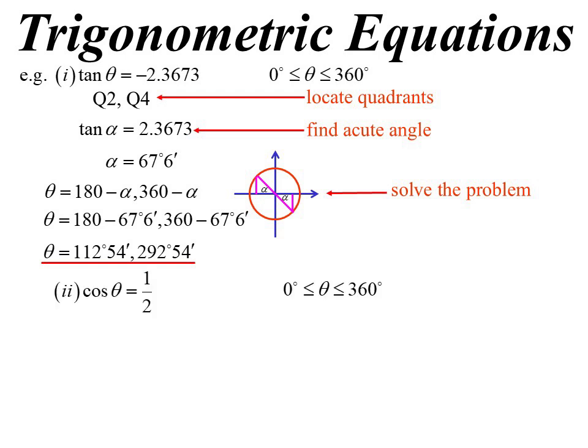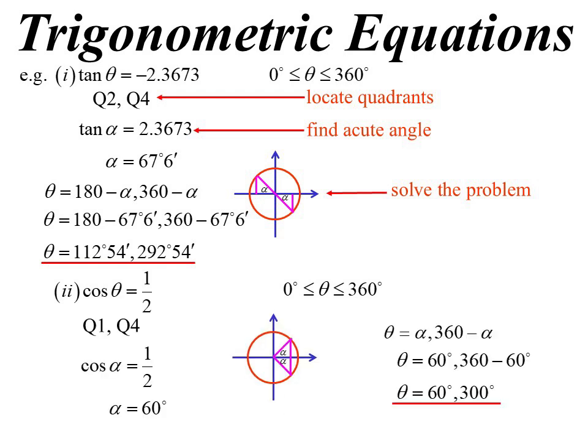Cos theta equals a half. Again, I'm going between 0 and 360. I'm in the first and the fourth quadrants. My acute angle would be 60 degrees. That's the first quadrant, and 360 minus alpha for the fourth quadrant. I get my two answers. So we've seen these sorts of ones.